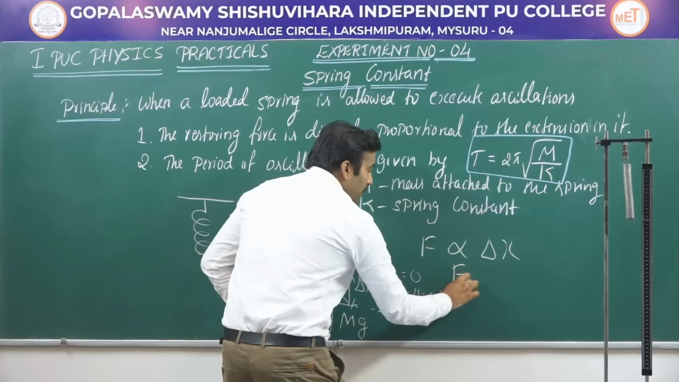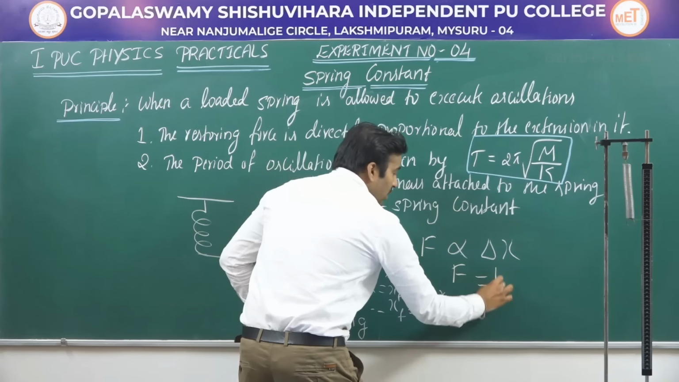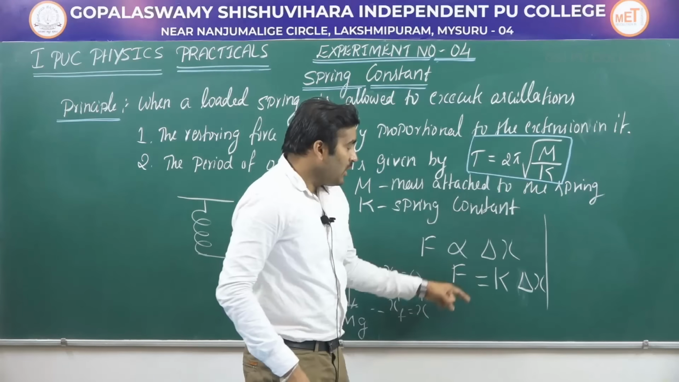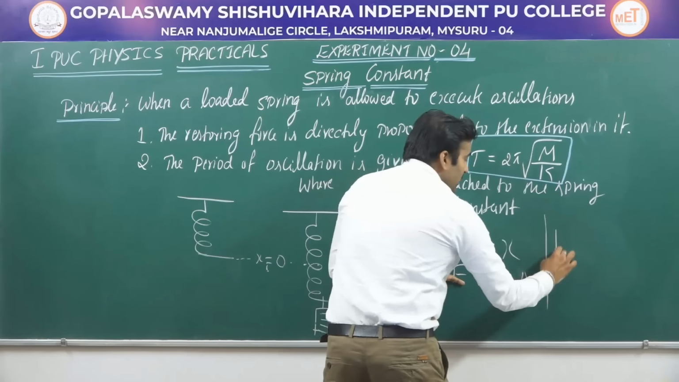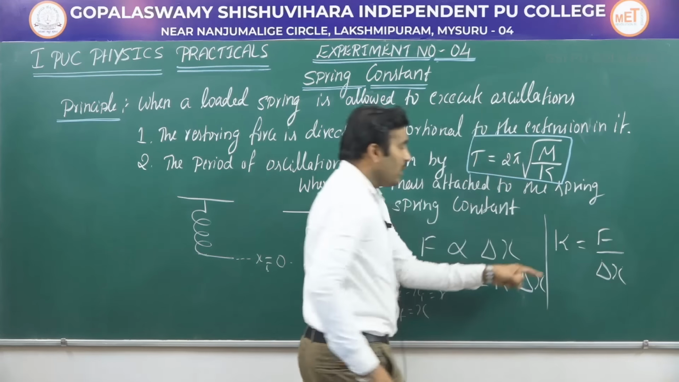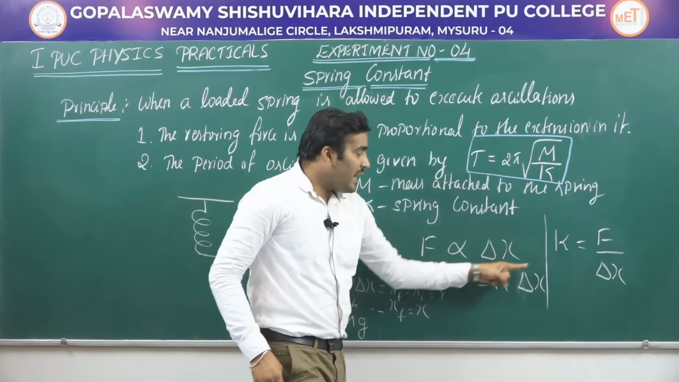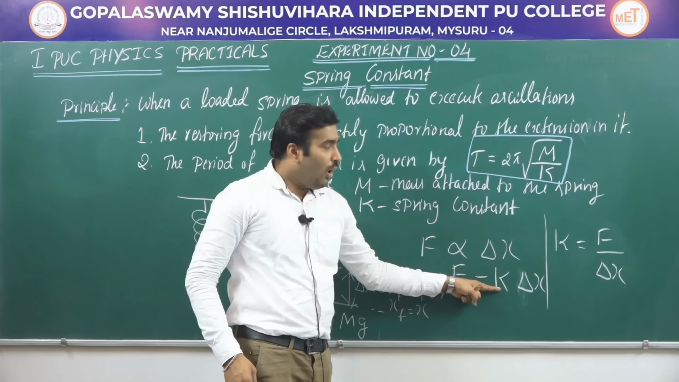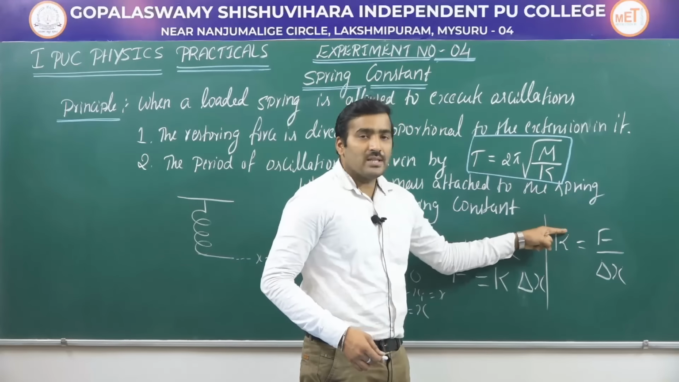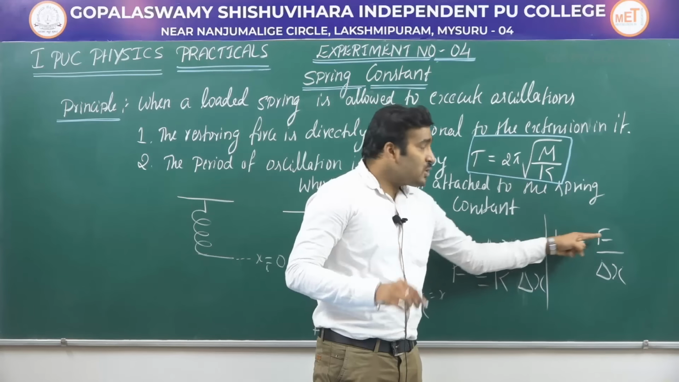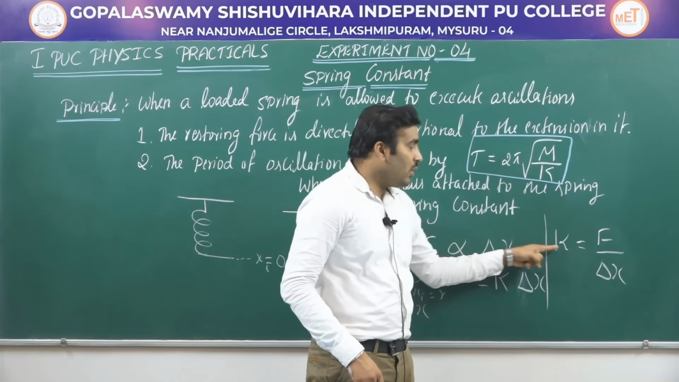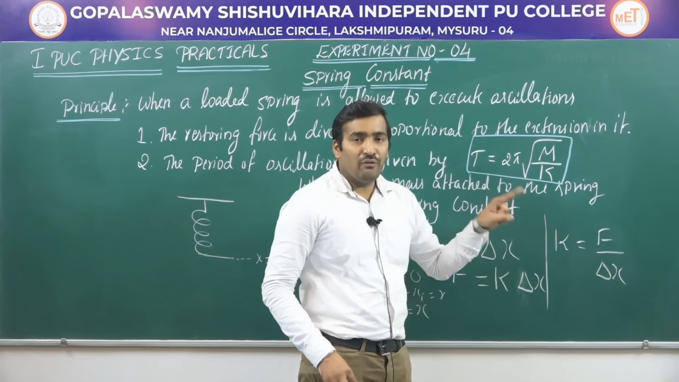Now if I remove this proportional sign and write a constant called k, this becomes F equals k into delta x. Correct? Now if I write this equation as k is equal to F divided by delta x, this k is called a force constant, or a spring constant. How do you define this force constant or spring constant? The restoring force developed in a spring per unit extension. This is called a spring constant or a force constant.